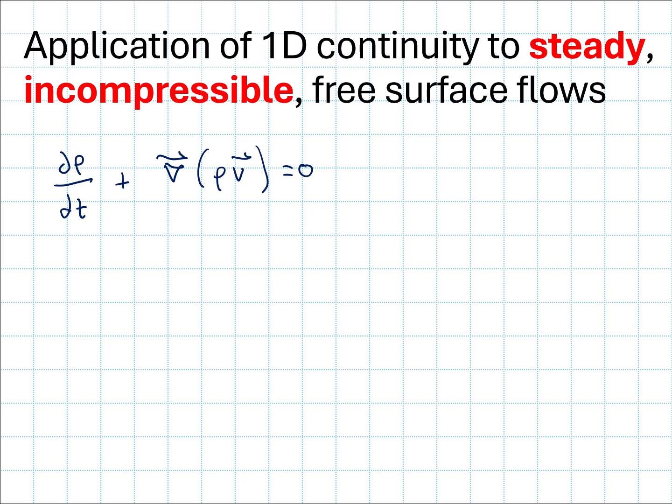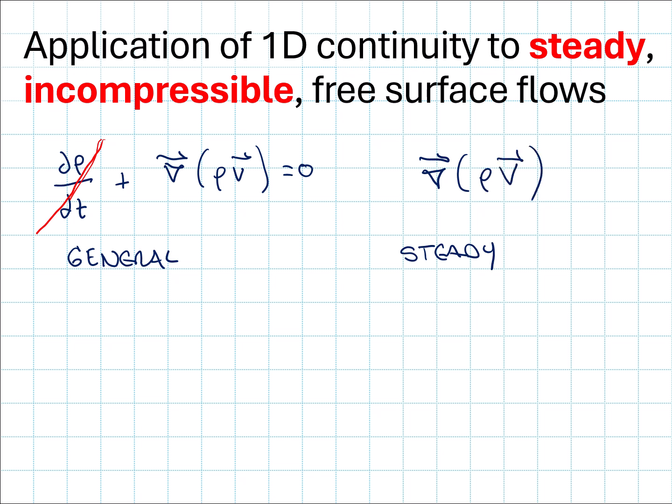All right, so here's my general expression. And then when we wanted to apply this to a steady flow, of course, all of the time-dependent terms disappeared. So we lost our first term here of our change in density over unit time, just leaving us with the second term, del rho v equals 0.